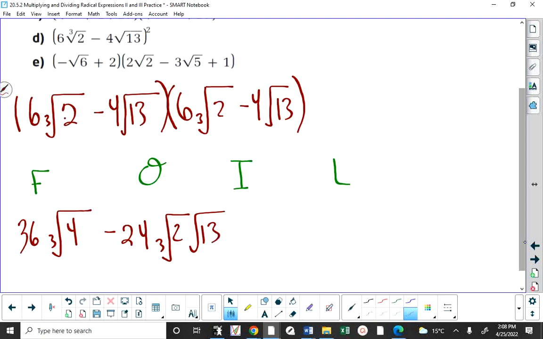And then my inner is going to be the same product because the binomial is being squared. So you're going to have another minus 24 cube root 2 root 13. And my last is negative 4 root 13 times negative 4 root 13. So negative 4 times negative 4 is 16.